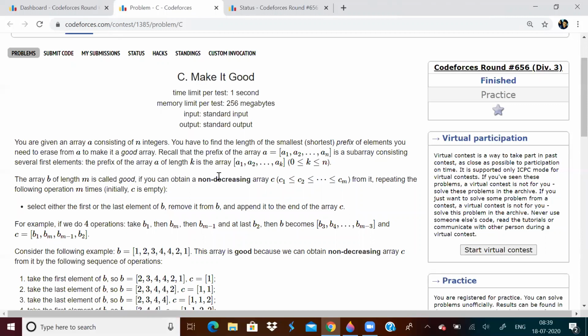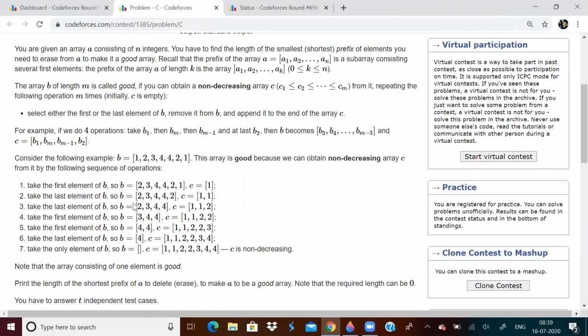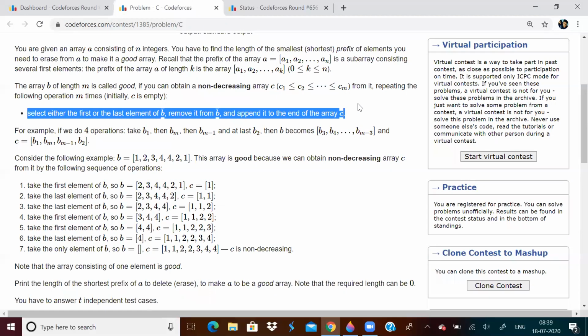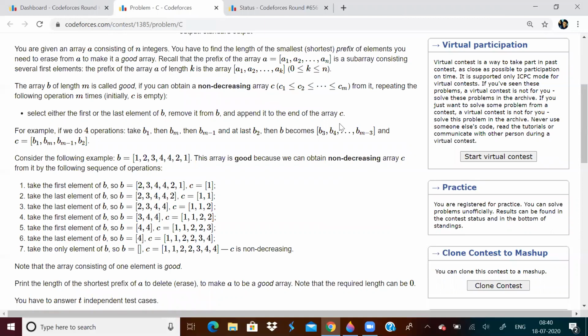Array B of length m is good if you can obtain a non-decreasing array by doing some operation. You can select the first or last element and append it to the end of C. Okay, so this entire explanation is for this sentence: remove the first or last element from B and append it to the end of C. We have to tell how many elements to remove from A.